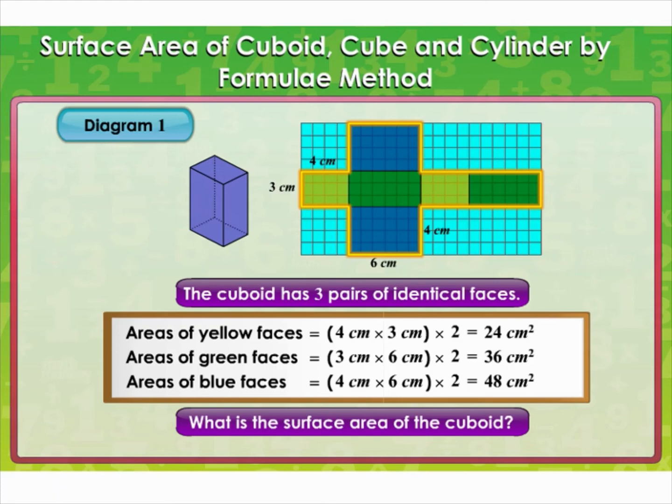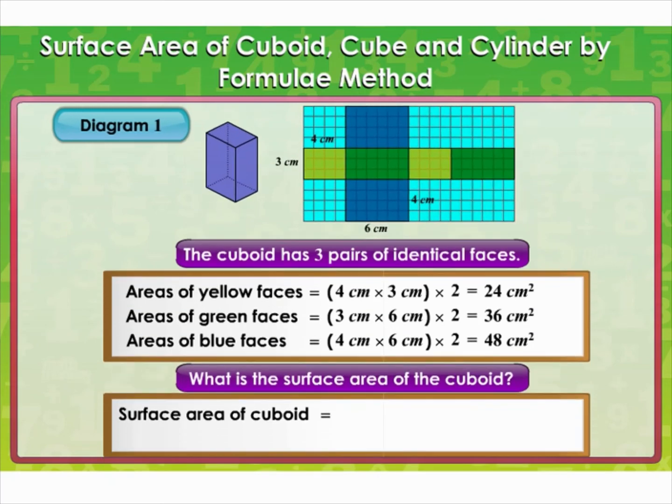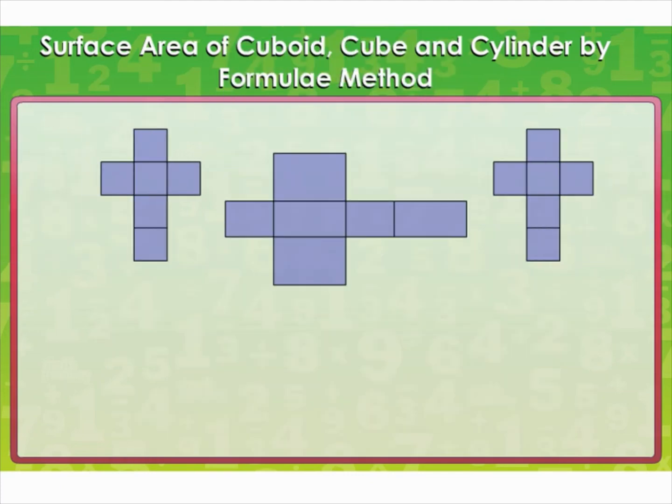What is the surface area of the cuboid? Total up these three areas. The surface area of the cuboid is 108 square centimeters. Now we can fold back the open boxes into cubes and cuboid and join them like this.